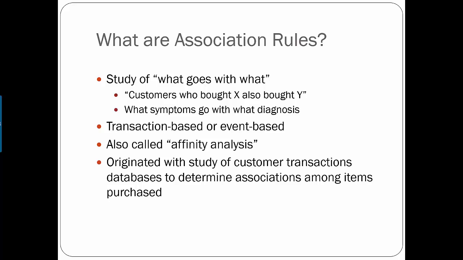These are transaction-based or event-based analyses. This is an unsupervised method because there is no target here. We're just trying to figure out associations among different objects, so the data set must be transaction data. This is also called affinity analysis, affinity between different objects. We study customer transaction databases and try to extract the relationships among the different purchasing choices.